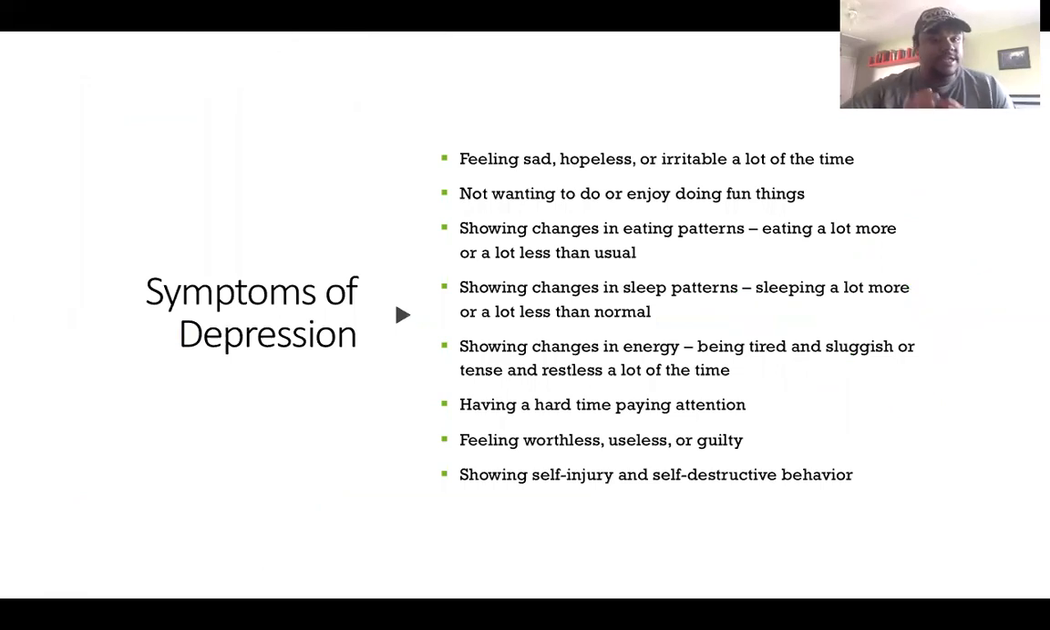Depression, though, is different. Anxiety is that crippling stress, and you feel stressed out a lot. Depression is something different. Depression involves sadness, hopelessness, irritability a lot of the time, not wanting to do or enjoy fun things, and showing changes in eating, eating a lot more, eating less, eating disorders, which come about because of depression one way or the other. Also showing changes in sleep patterns, changes in energy, having a hard time paying attention, feeling worthless, useless, guilty, and showing self-injury or self-destructive behavior.